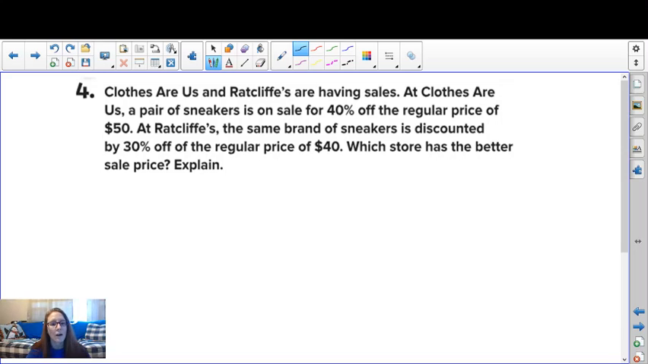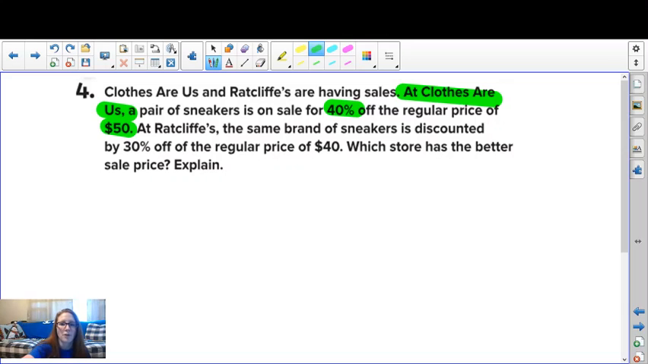Clothes R Us and Ratcliffe's are having a sale. At Clothes R Us, a pair of sneakers is on sale for 40% off. I like to be organized, so I'm going to highlight Clothes R Us 40%, and the original price is $50. I'm going to highlight that in a different color. At Ratcliffe's, the same brand of sneakers is discounted for 30% off the original price, $40.